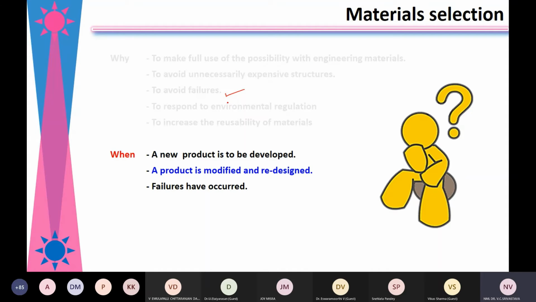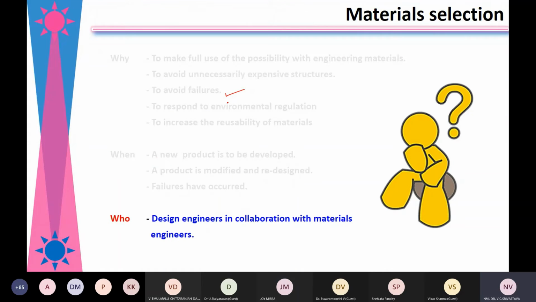Then, when you develop a new product, or you want to re-engineer the product with a new design, as we just saw earlier, then you require a different material, or your material is failing time and again. And who does it? Basically, the design engineers, in collaboration with the materials engineers. They have to sit together and decide what material and what processes have to be used.